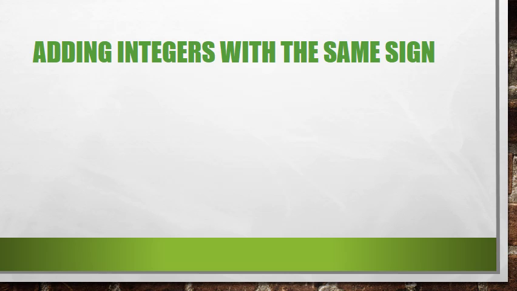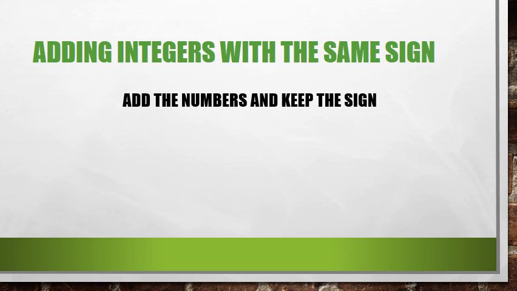The first thing we need to remember when adding and subtracting integers is that when we're adding integers with the same sign, all we need to do is add the numbers and keep the sign. So first, 5 plus 4, both positive, so our answer is positive. It will be 9. Also, if we have a negative 5 plus a negative 4, both are negative, so our answer will be negative, so it's a negative 9.